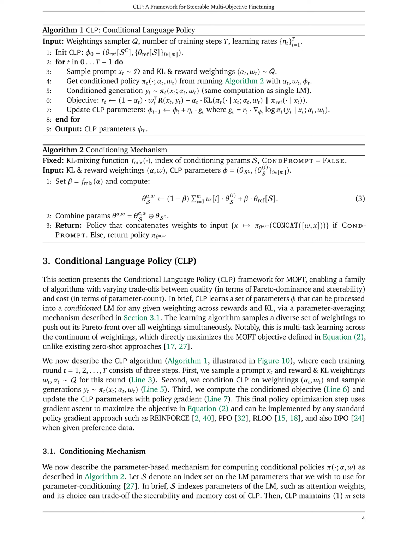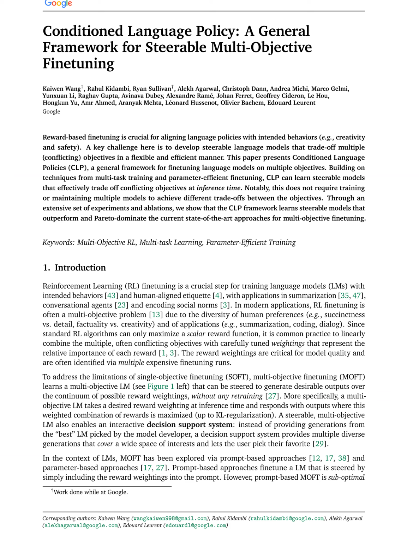The conditional language policy, CLP algorithm consists of three main steps during each training round. First, the algorithm samples a prompt, x_t, and reward and KL weightings, w_t, alpha_t, from a sampling distribution, the sample prompt and weights line. This step ensures that a diverse set of weightings is utilized to enhance the model's performance across various objectives.